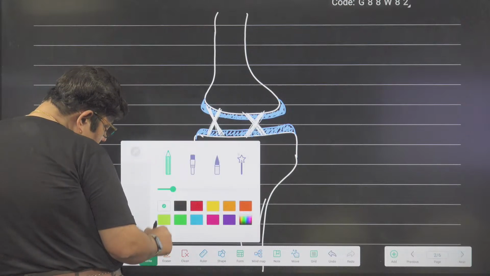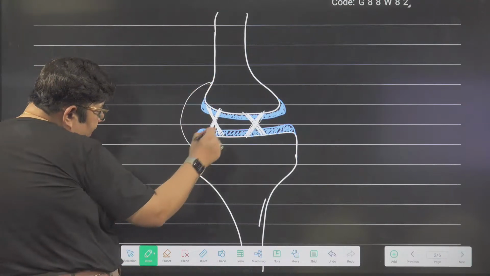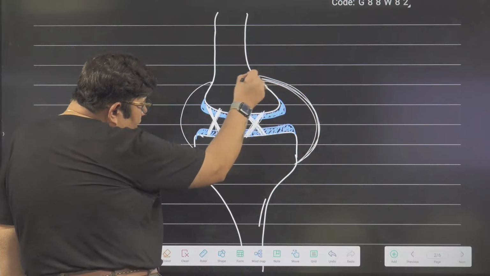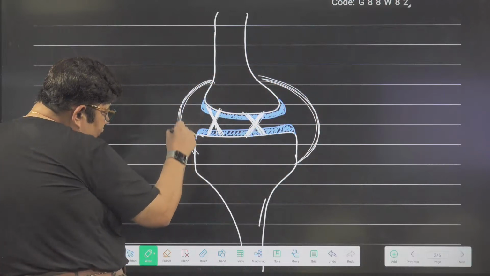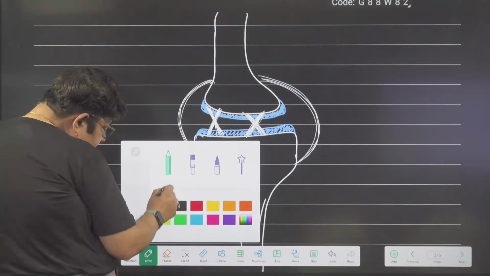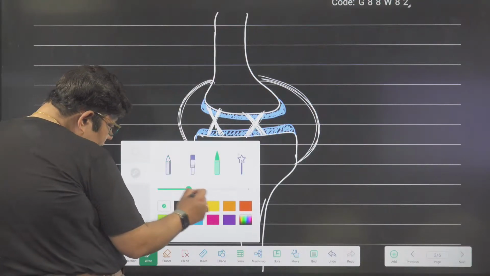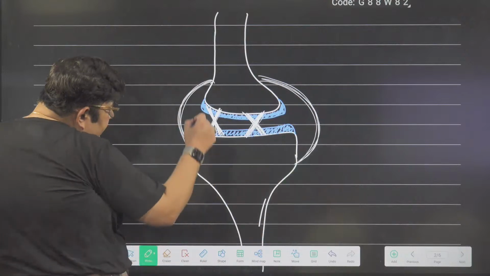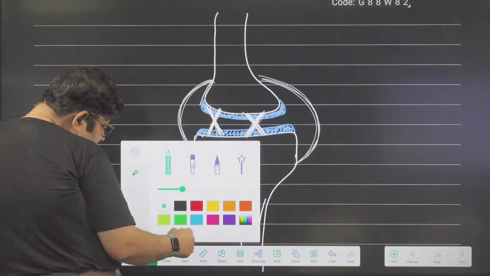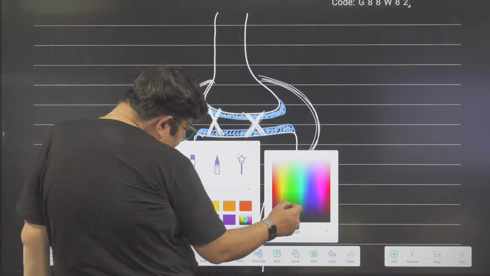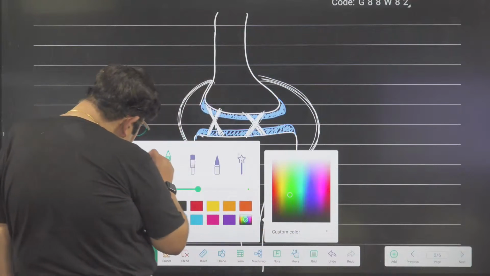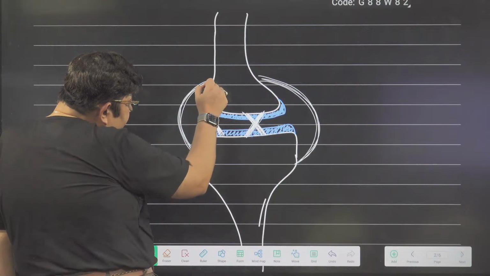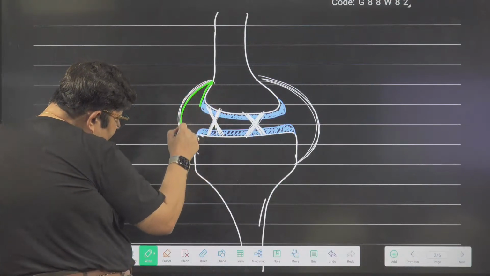And bachcho, don't forget, there is a separate joint capsule, made up of white fibrous connective tissue. And don't forget, in all these joints there is a special membrane. You know the name of the membrane? The membrane is called synovial membrane. Which membrane? Synovial.